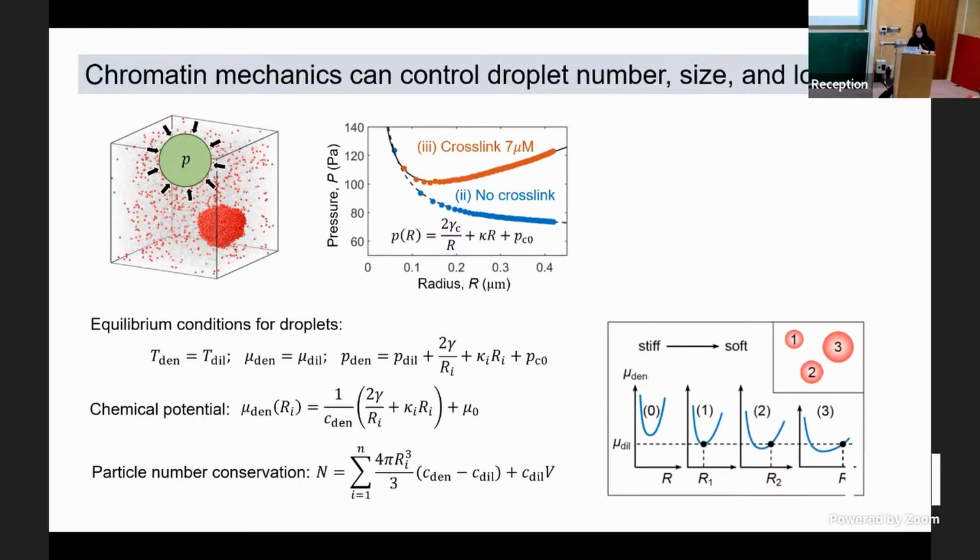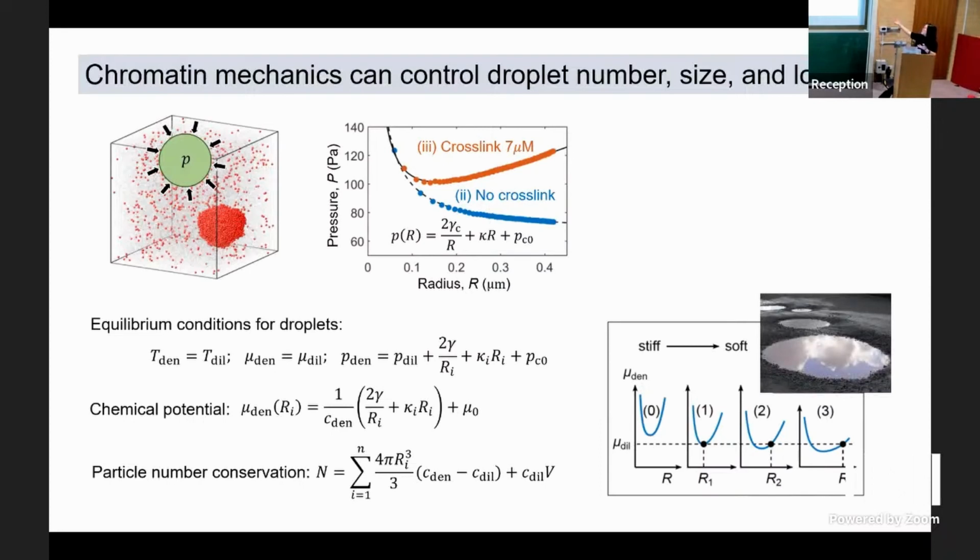Okay, and we were just drawing the analogy that this really looks like you just have different potentials in the local location, right? And you could see water petals form on an uneven surface. This is what happens.